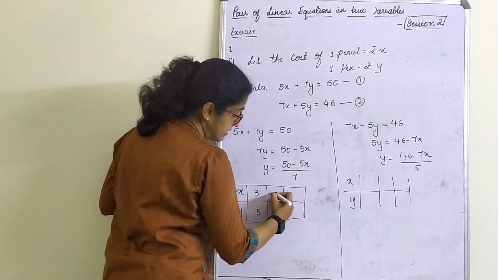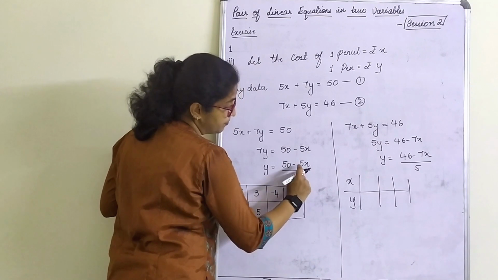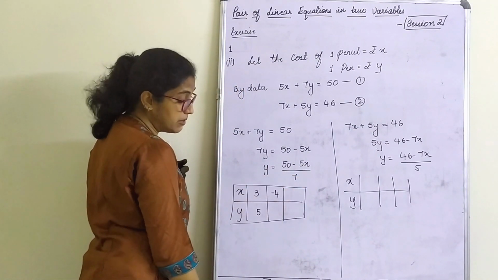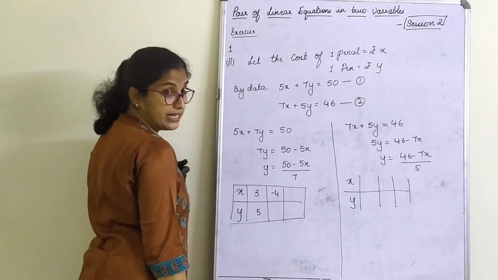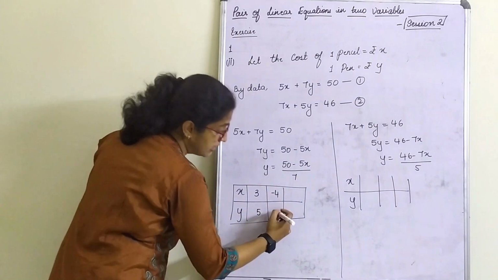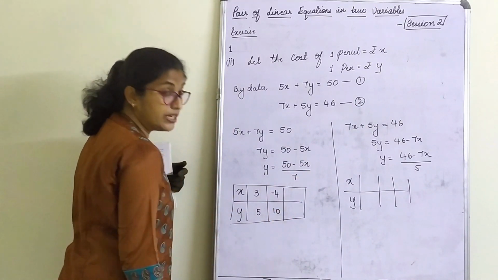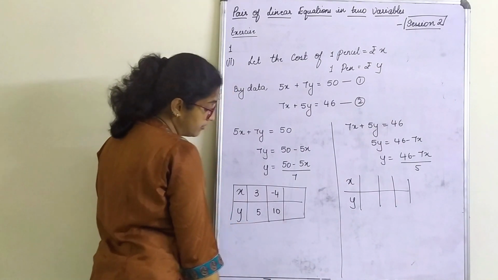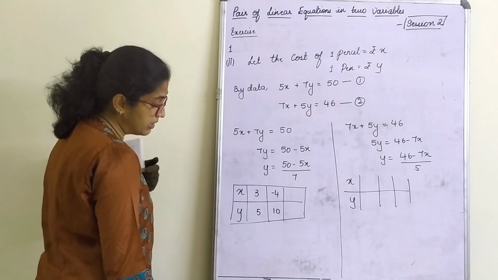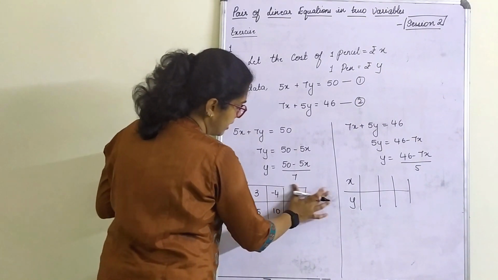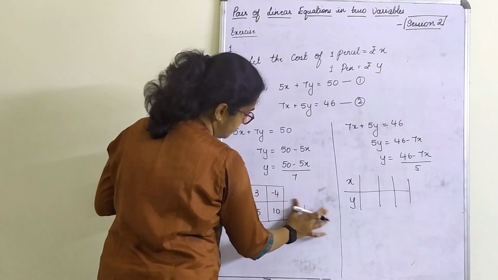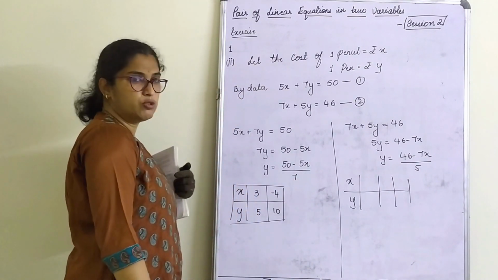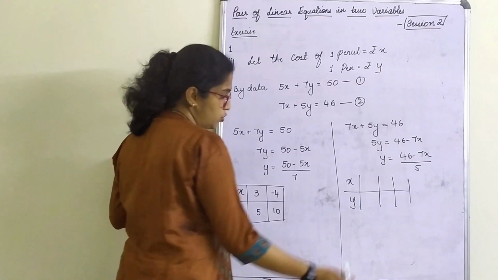Then I will take x is equal to minus 4. 5 4s is 20. Minus plus. So 50 plus 20, 70. So this is equal to 10. Understood how I have taken? Two values are taken. Okay, keep this enough. Let's see. As I told, sometimes 2 or 3 values will be more than enough. Let's go to the next one.